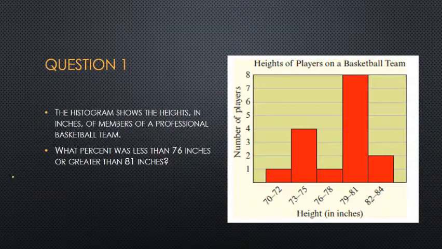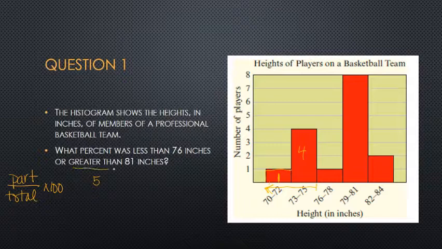To find the percentage, we take the part that we want to know about over the total, and we multiply by 100. So in this case, we want to know what percent was less than 76. So here's 76, and I want to figure out how many basketball players account for those that were less than 76 inches. Well, this first class, I only have one basketball player from 70 to 72 inches, and I have 4 players from 73 to 75. Okay, so that part makes 5.